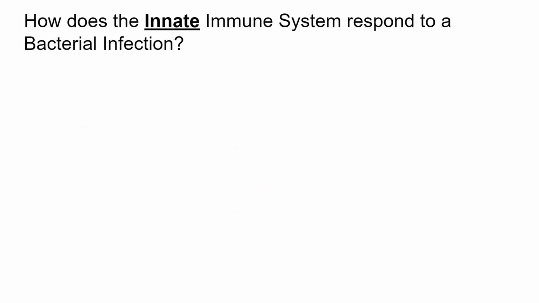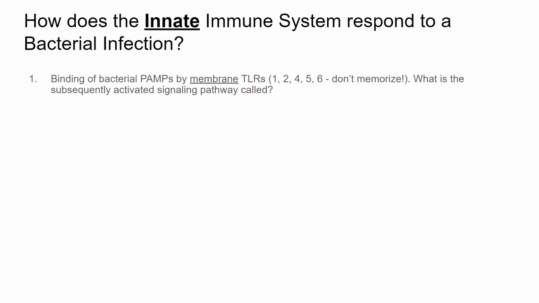Okay, now we're going to talk about bacteria. What happens with the innate immune system here? So bacterial PAMPs will bind TLR 1, 2, 4, 5, 6. So all the TLRs that aren't viral. You don't need to know the numbers for this. They like the viral one better.